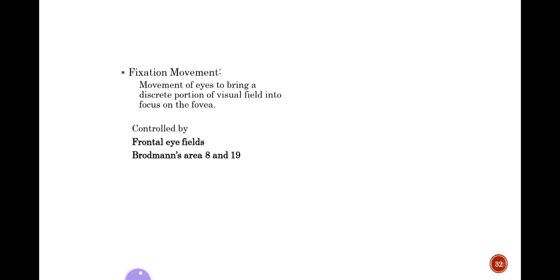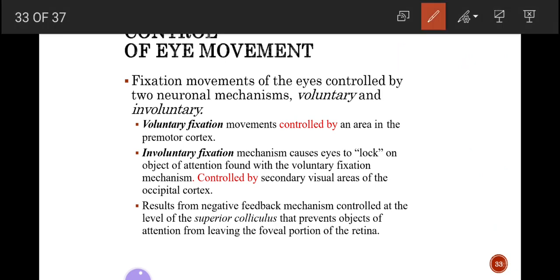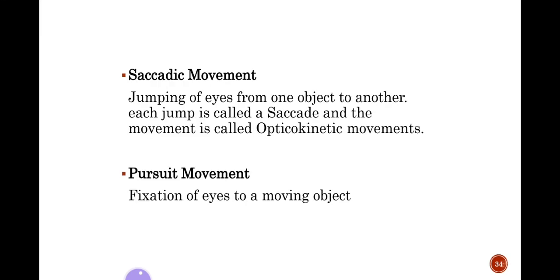Fixation movements: movement of the eyes to bring a discrete portion of the visual field into focus on the fovea. It is controlled by the frontal eye fields and Brodmann's areas 8 and 19. Neural pathway for the control of eye movements: fixation movement of the eye is controlled by 2 neural mechanisms, voluntary and involuntary. Voluntary movements are controlled by the premotor cortex, whereas involuntary movements are controlled by the secondary visual areas of the occipital cortex. What are saccadic movements?